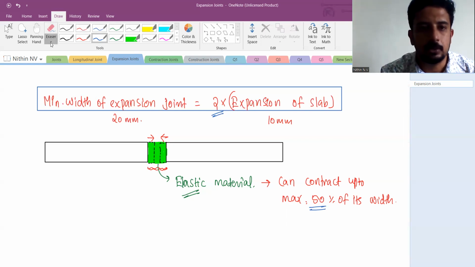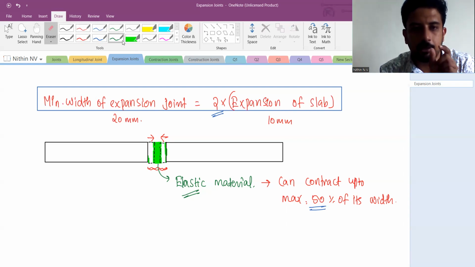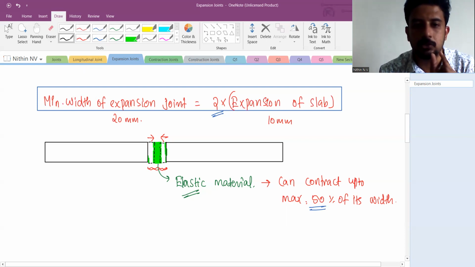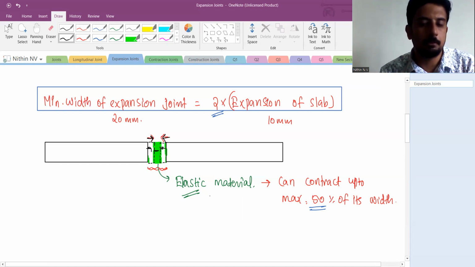Understood? So that this portion, after expanding, what will happen? This space will be occupied by the slab like this. Hope you're understanding. Now in that middle half portion, the elastic material will be contracted and occupied there. Understood? So look at here, these 2 arrows indicate the total expansion. Now, what will be the total width then? It will be contracted, with the remaining here, right? So 2 times the expansion of the slab. Hope you understood, right or not?